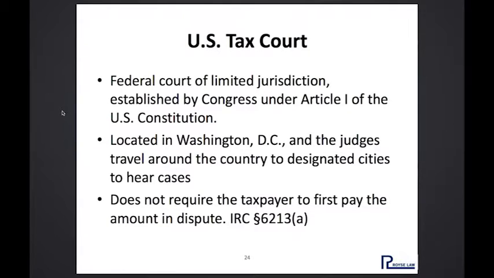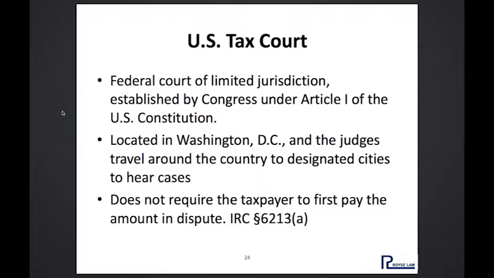The U.S. Tax Court is a federal court of limited jurisdiction established by Congress under Article 1 of the U.S. Constitution. Its jurisdiction includes redetermination of deficiencies in income, estate, and gift taxes, interest abatement cases, worker classification cases, collection due process cases, and innocent spouse relief. The U.S. Tax Court is located in Washington, D.C., and the judges travel around the country to designated cities to hear cases.